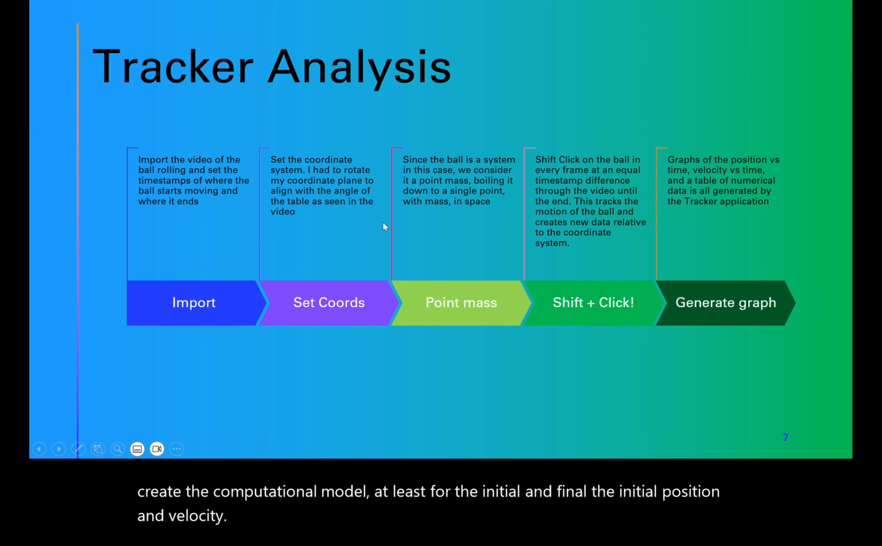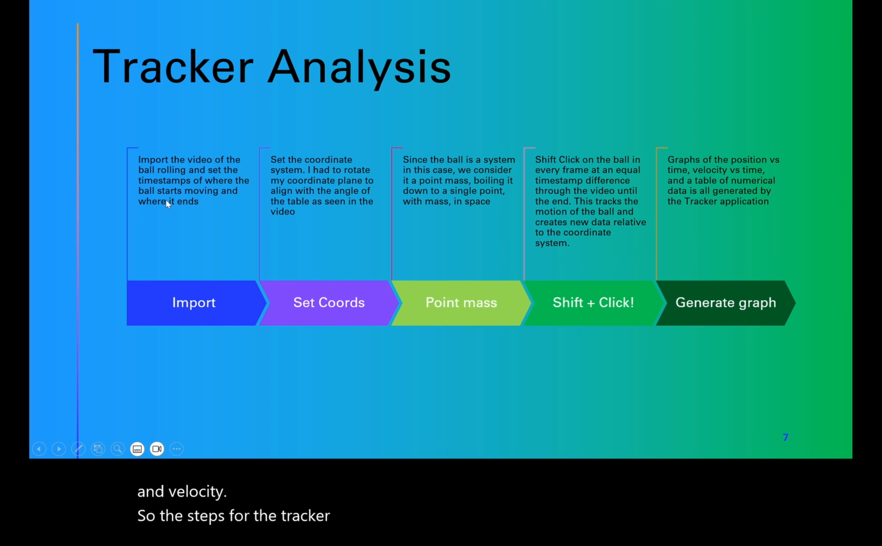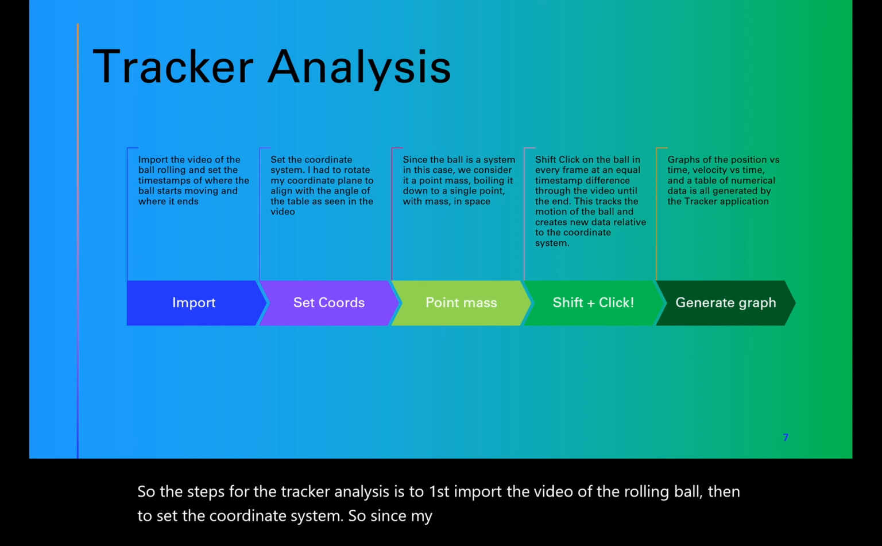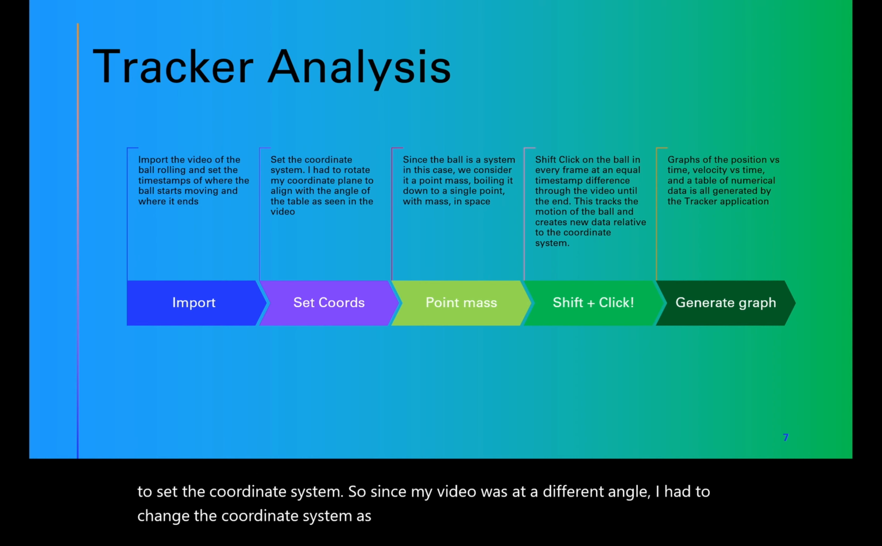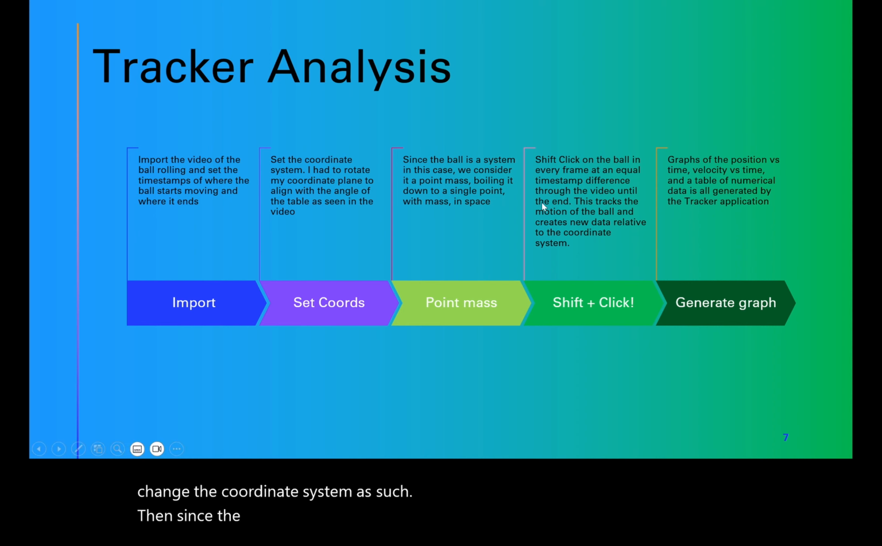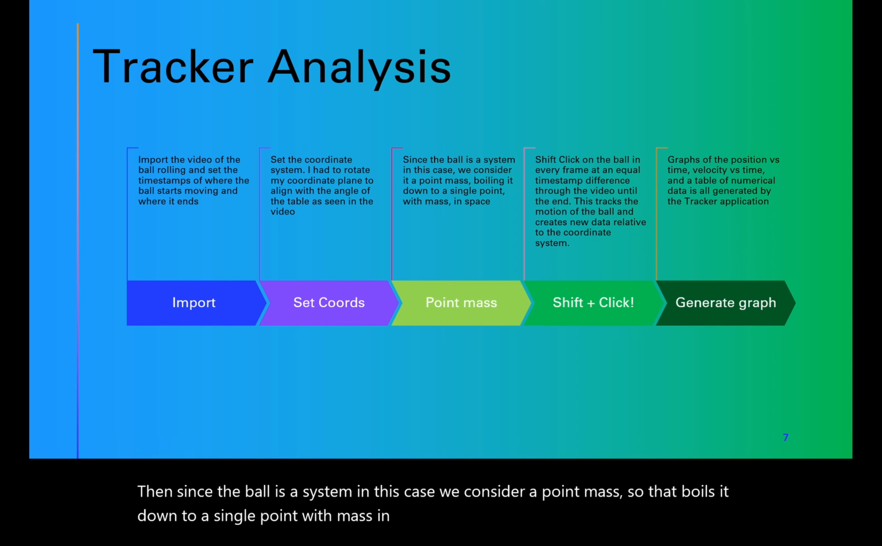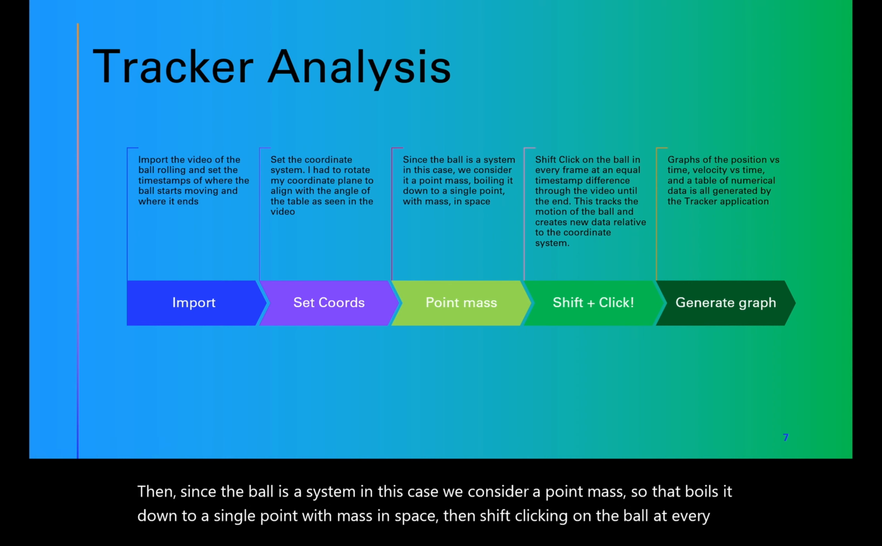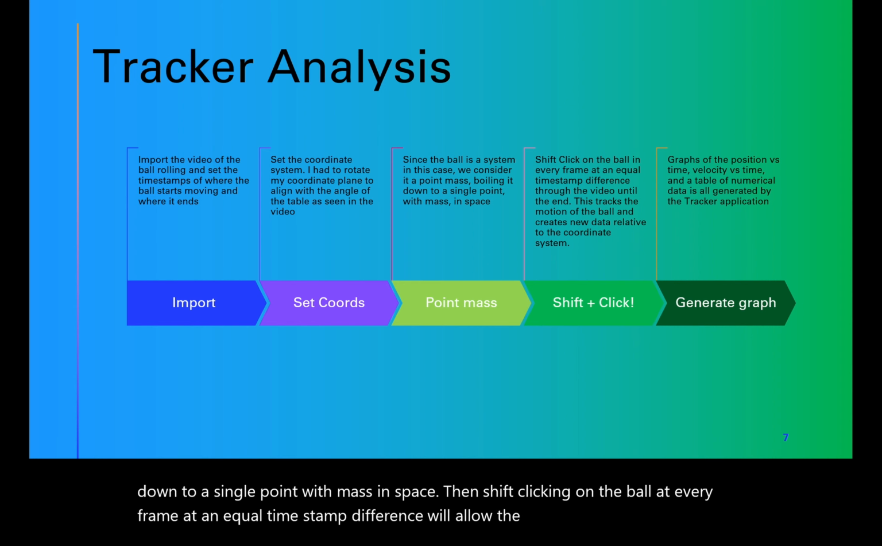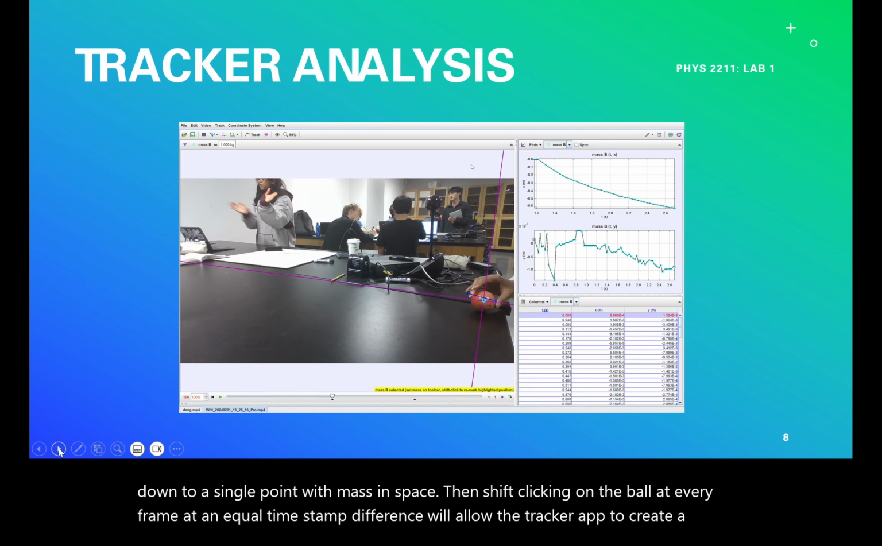So the steps for the Tracker analysis is to first import the video of the rolling ball, then to set the coordinate system. Since my video was at a different angle, I had to change the coordinate system as such. Then, since the ball is a system in this case, we consider it a point mass, so that boils it down to a single point with mass and space. Then shift-clicking on the ball at every frame at an equal timestamp difference will allow the Tracker app to create a simulation, and it creates the graphs.